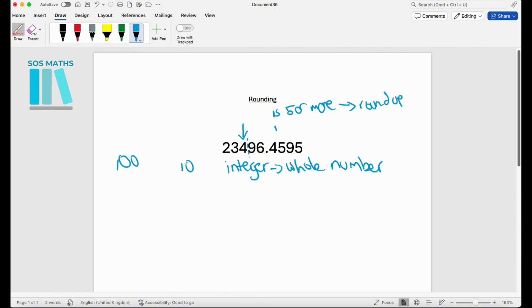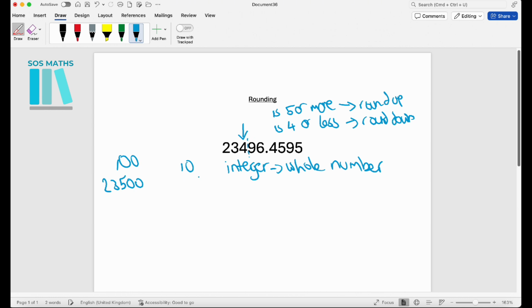If it is 4 or less, however, then the number will round down. So we'll have a look at these examples now. The 9 here is going to round the 4 up, so it becomes 2, 3, 5, 0, 0, and the 2 zeros are place value holders. The same principle applies if it was in the tens of thousands or the thousands.